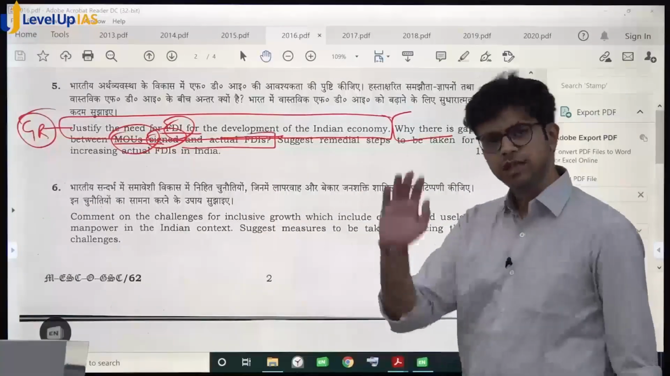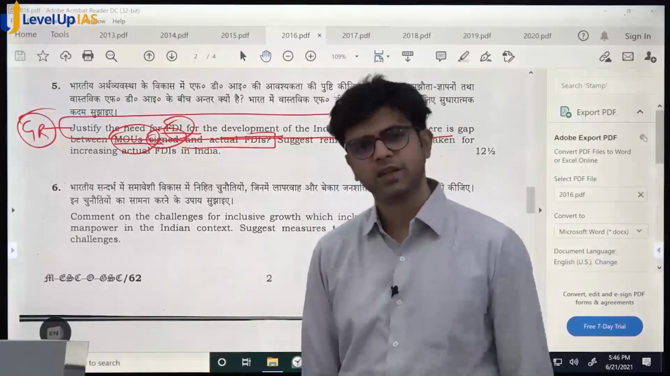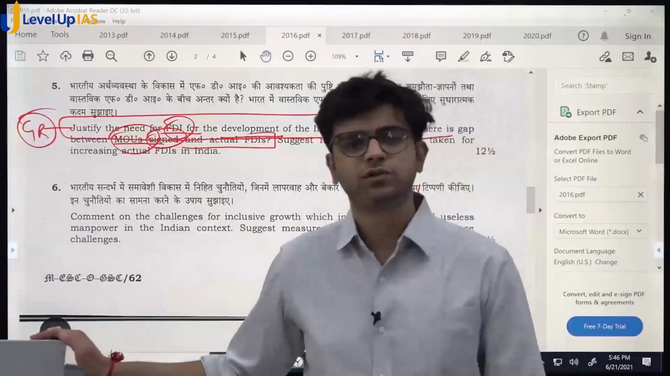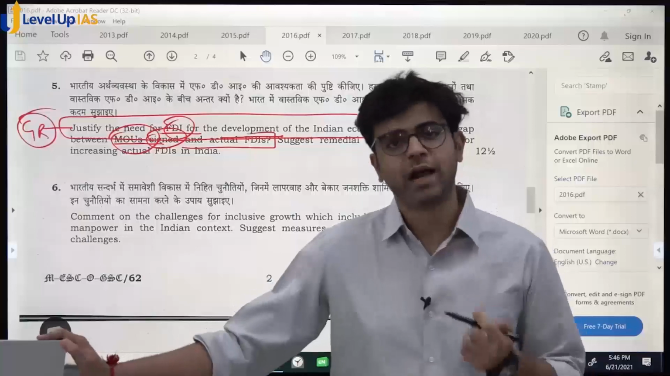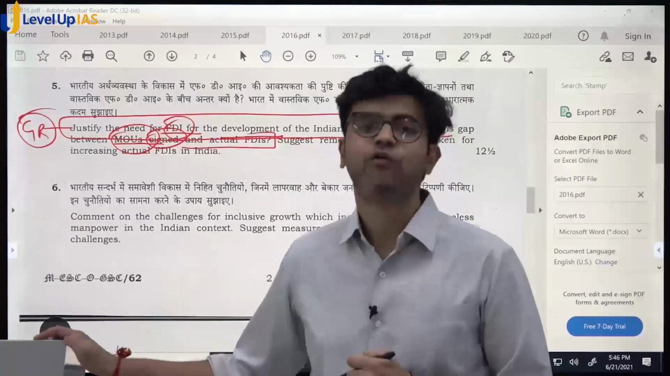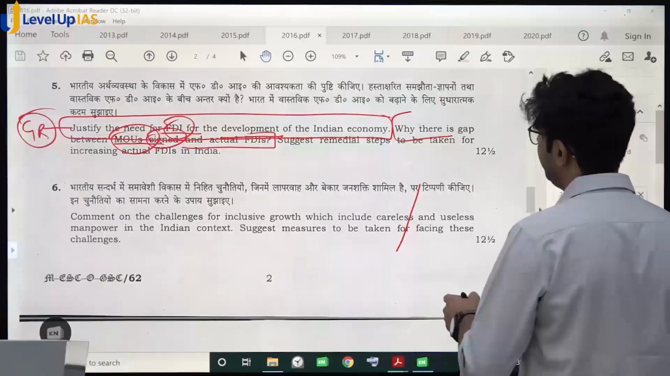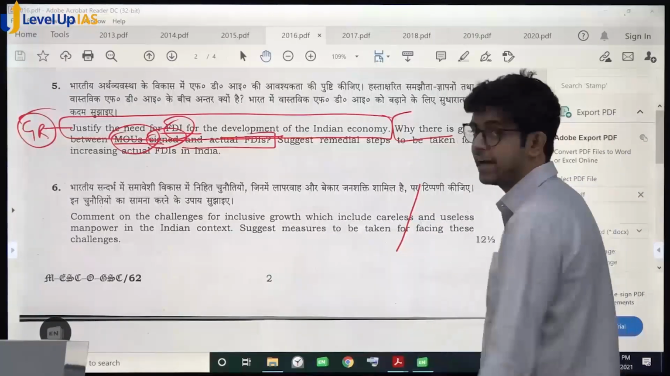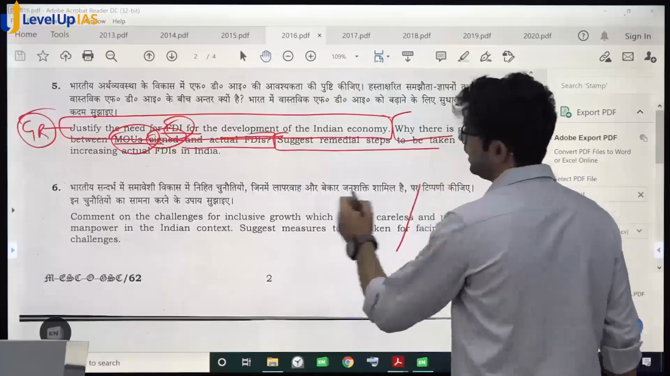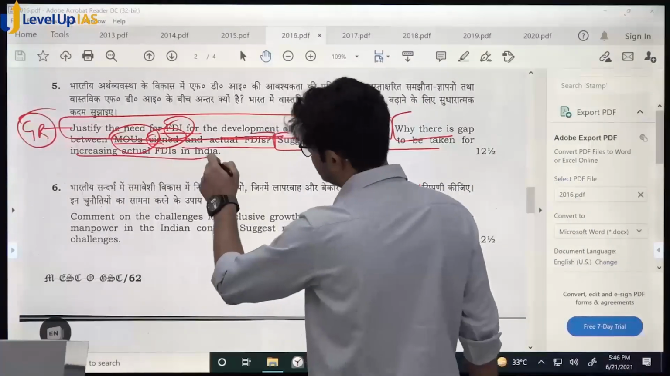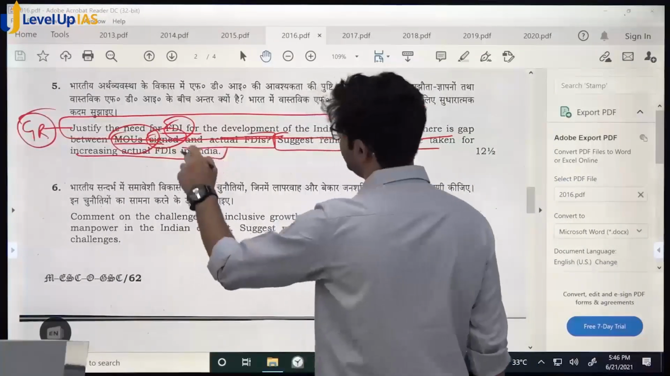Yes, agreements are done that we will invest 15,000 crores, we will invest 50,000 crores in your country, but actual flow or actual fund flow does not happen. So why? Why there is a gap between MOUs signed and actual FDIs? Second part. Third part, suggest remedial steps to be taken for increasing actual FDIs, not MOUs, but actual FDIs in India.